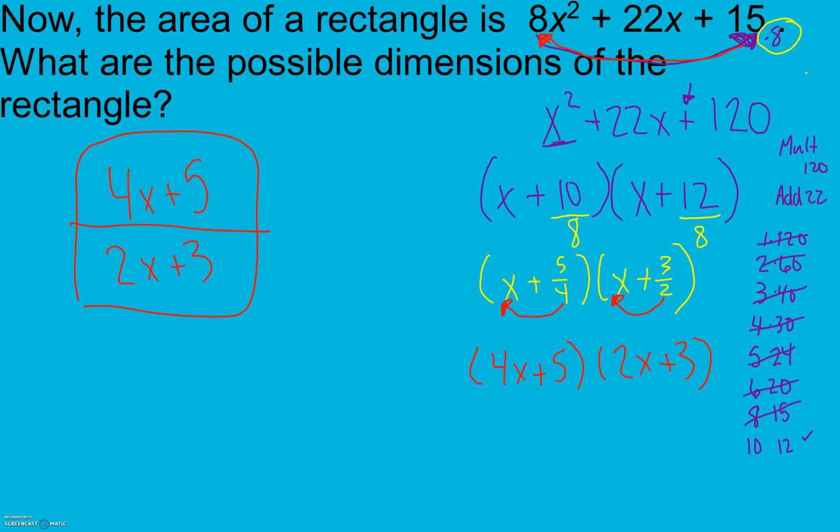We can double check that here real quick by foiling it back. 4 times 2 is 8, x squared. Outsides, 12x. Insides, 10x. Lasts, 15. 8x squared plus 22x plus 15. And that checks. So we are correct here.